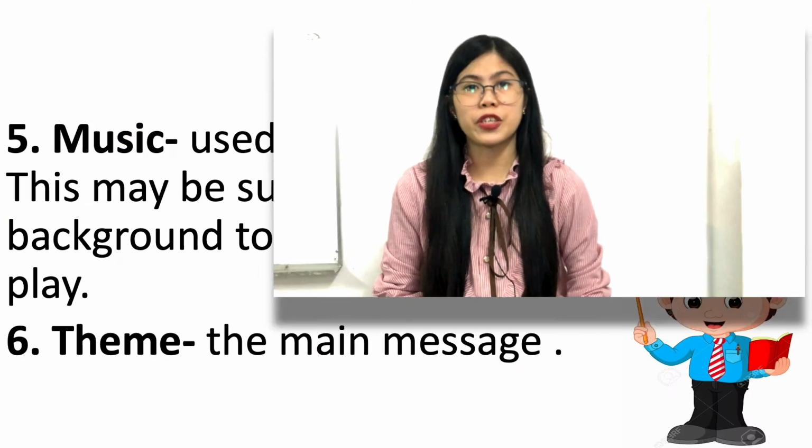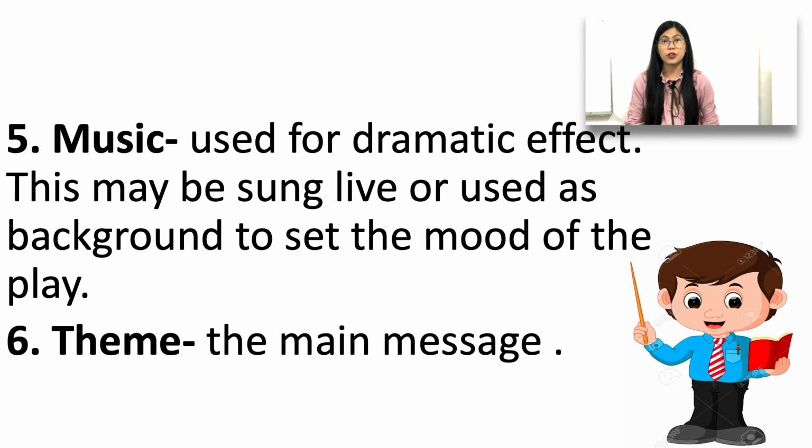Another element of a drama is music. It is used for dramatic effect. This may be sung live or used as a background to set the mood of the play. Usually, music together with the character scene provokes the audience to release a certain emotion suited to a particular scene. This will add to the emotion or the atmosphere of a certain drama.